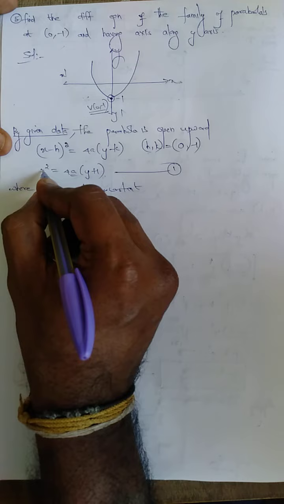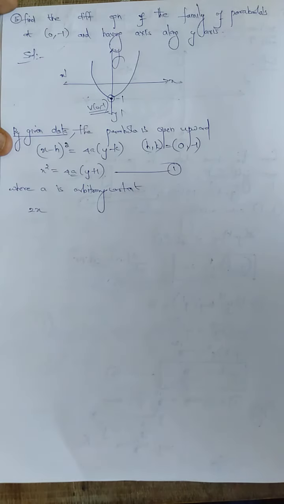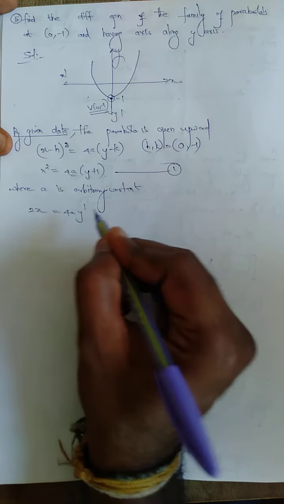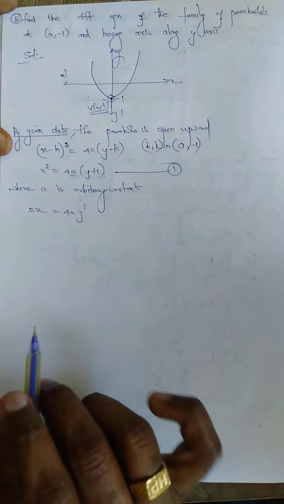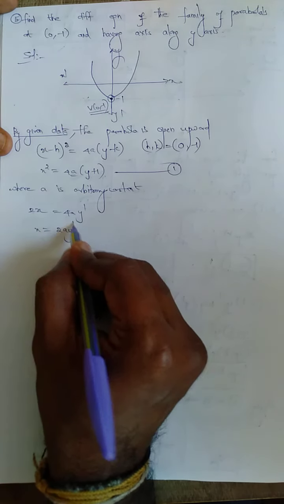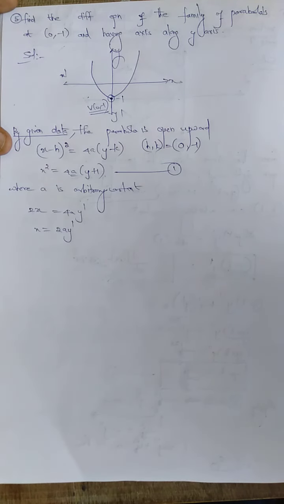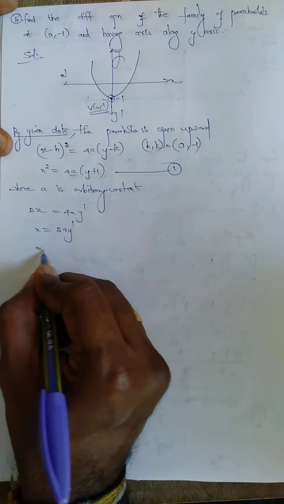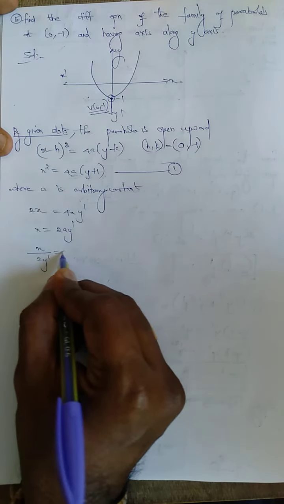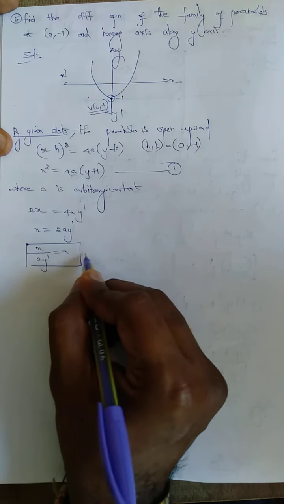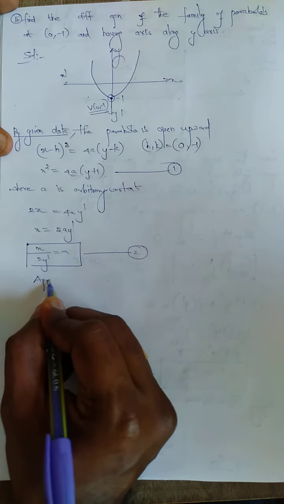Differentiating, x square gives 2x, 4a is constant, and y gives y dash. The derivative of 1 is 0, so we don't need to write it. We cancel, so x equals 2a y dash. We need to eliminate a, so x divided by 2y dash is equal to a. Keep this as equation 2. Apply 2 in 1.